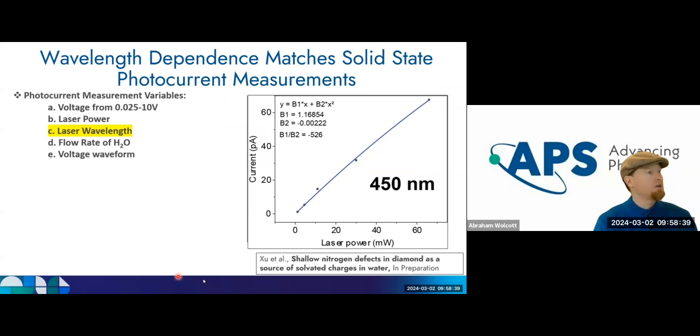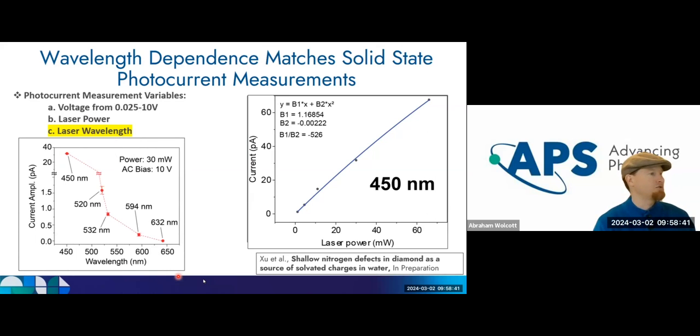and P1 centers. If we were to collate this information together, on the x-axis, we've got our wavelength of laser light, and then on the y, we've got our photocurrent as well. And you'll notice we're going from sub-picoamp photocurrents all the way up to above 30 picoamps when we use 450 nanometer light.